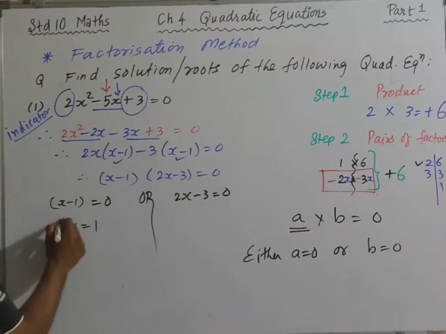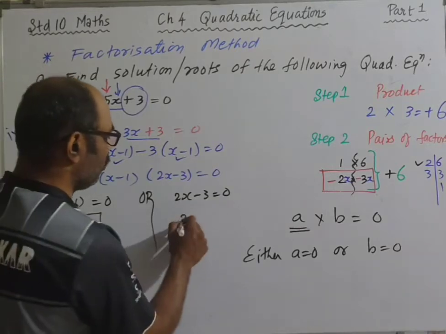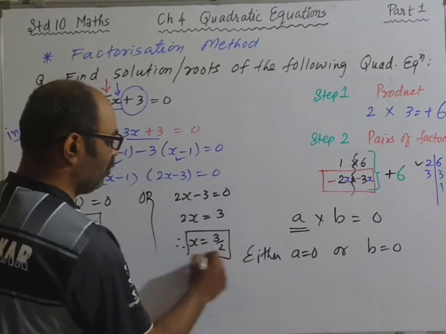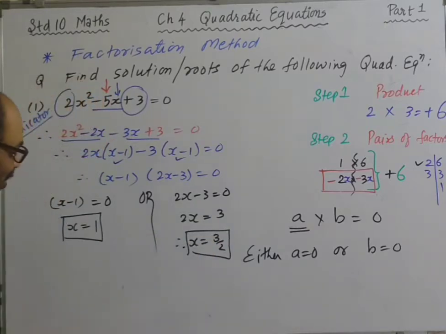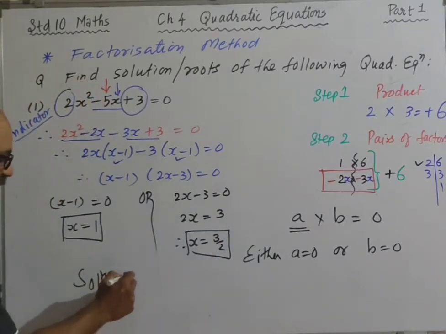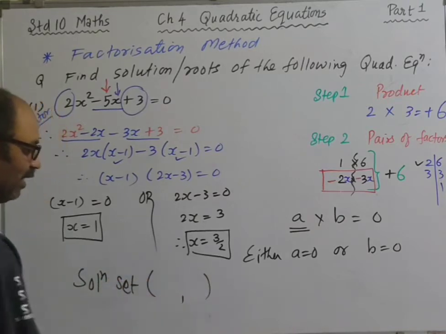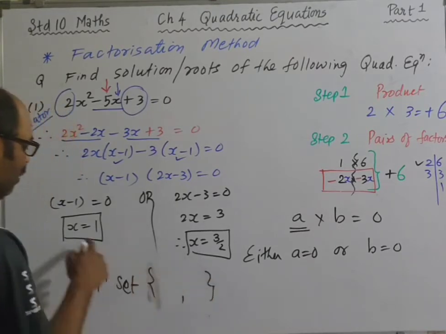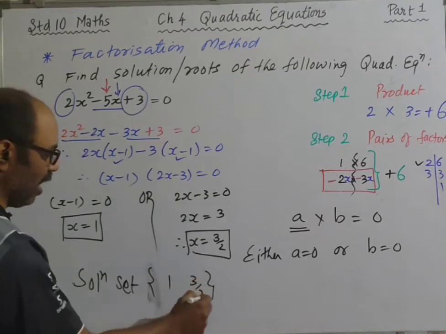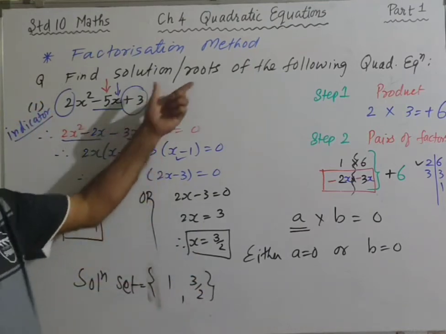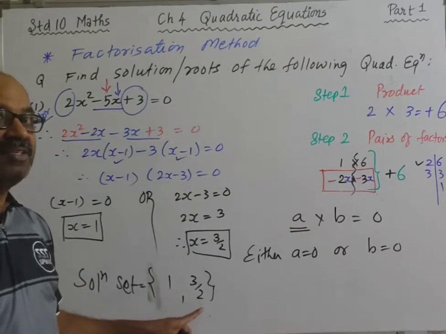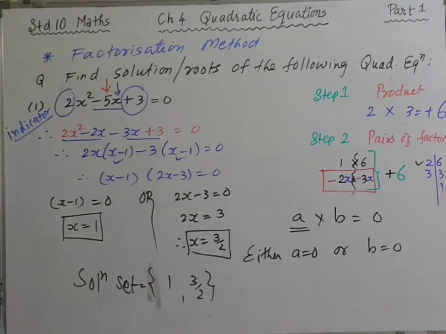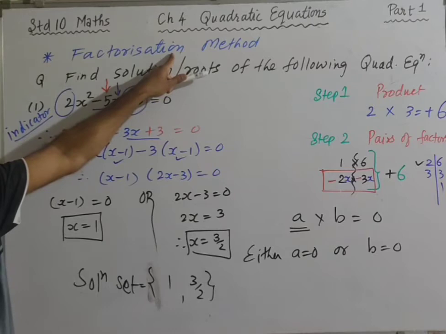So x is equal to 1, one solution is found. Here 2x is equal to 3, therefore x is equal to 3/2, correct. The solution set we write in brackets, when we write the solution set, write it in curly brackets. So first is 1 and second is 3/2. This is the solution set, or roots alpha is 1 and beta is 3/2. Is that clear, children? So this is how we find the solution of a quadratic equation by the factorization method.